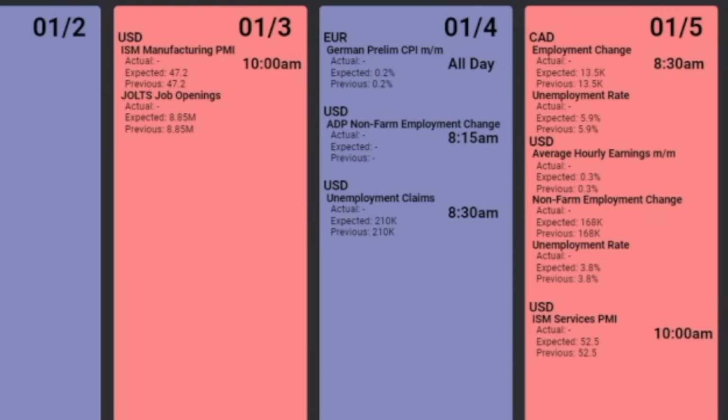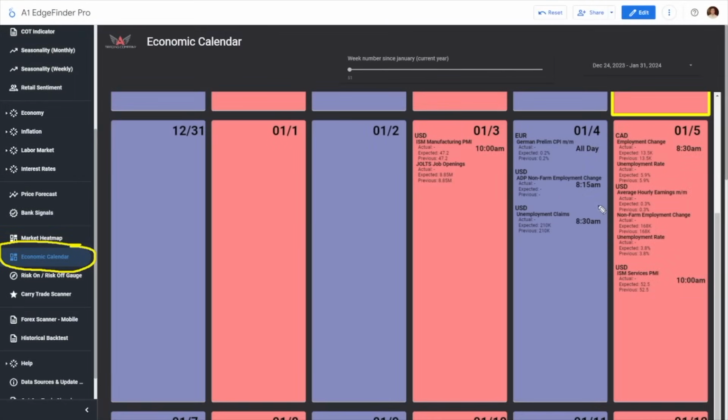By the way, this is a new feature. If you're an Edge Finder user, head over to the economic calendar. I find it to be very useful for highlighting the ones that really matter and keeping them in front of my screen at all times.